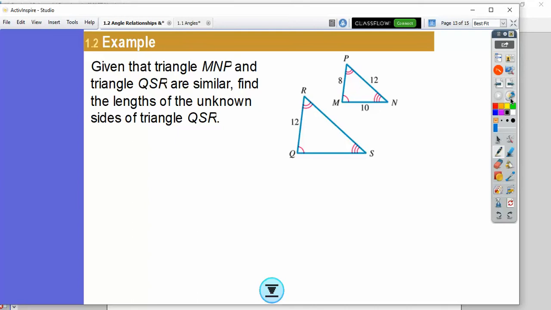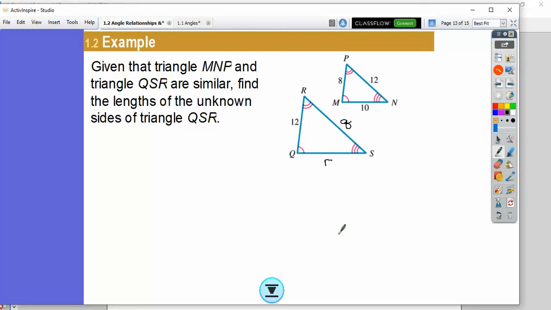So I'm telling you the triangles are similar, that means their angles are equal. I want you to find the sides. So let's call these some variables here. I want to find the unknown sides of QSR. So we usually use capital R for the angle. The side opposite it we would just call lowercase r. So this would be lowercase q. Those are the two things I need to find.